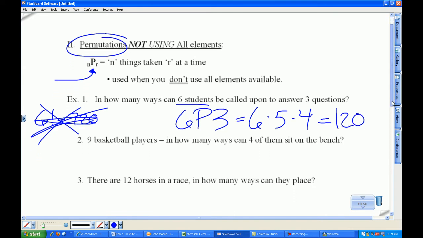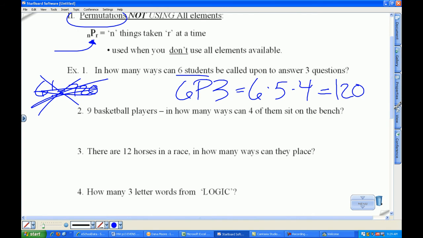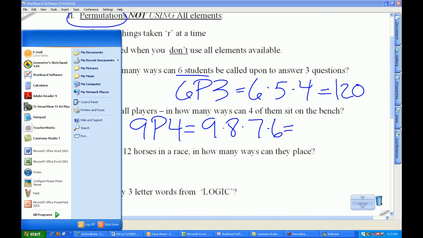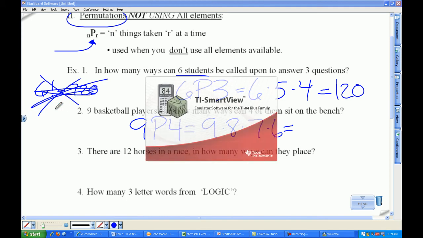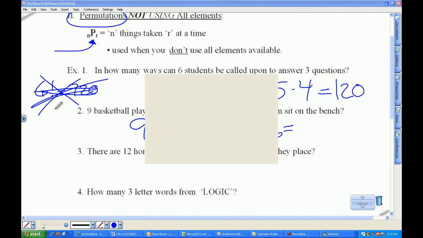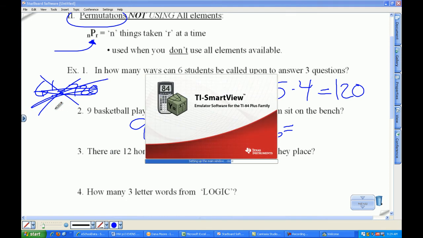9 basketball players. You want 4 of them to sit on the bench. So of the 9 players, you are going to pick 4 of them to sit on the bench. Start at 9, and we need 4 digits. Okay, 9, 8, 7, 6. Now that number is a little bit bigger. What a great opportunity to pull up our graphing calculator, and I'll show you where this is located.